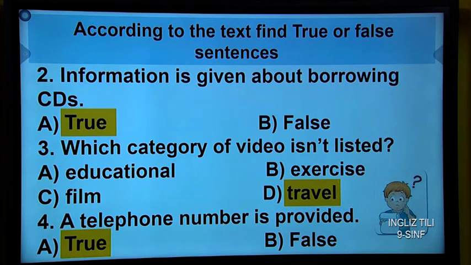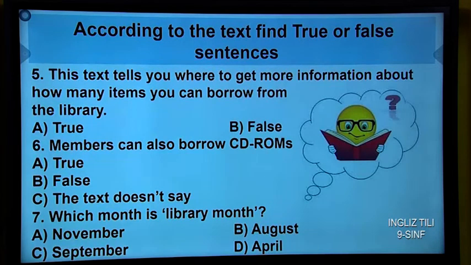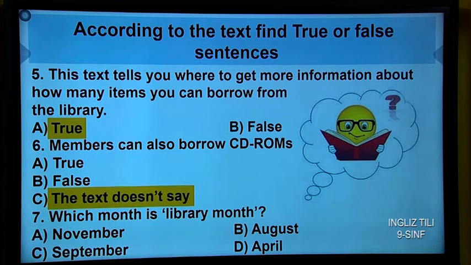Let's move to another task. According to the text, find true or false. We'll continue it. This text tells you where to get more information about how many items you can borrow from the library. A. True. B. False. Did you find it, dear pupils? Yes, it is true. 6. Members can also borrow CD-ROMs. A. True. B. False. C. The text doesn't say. Yes, you are right.